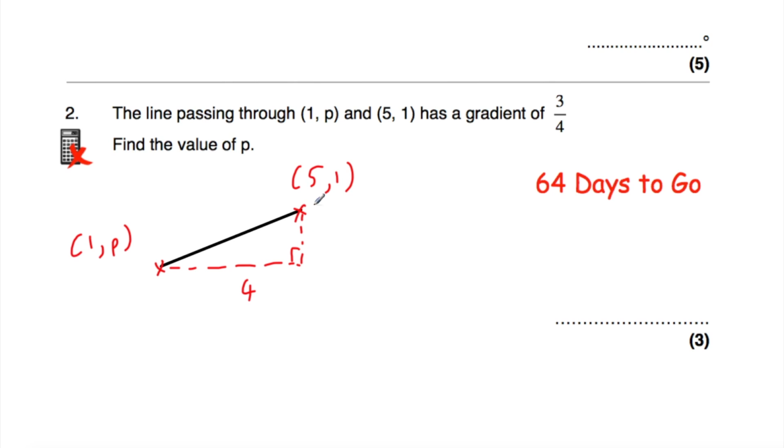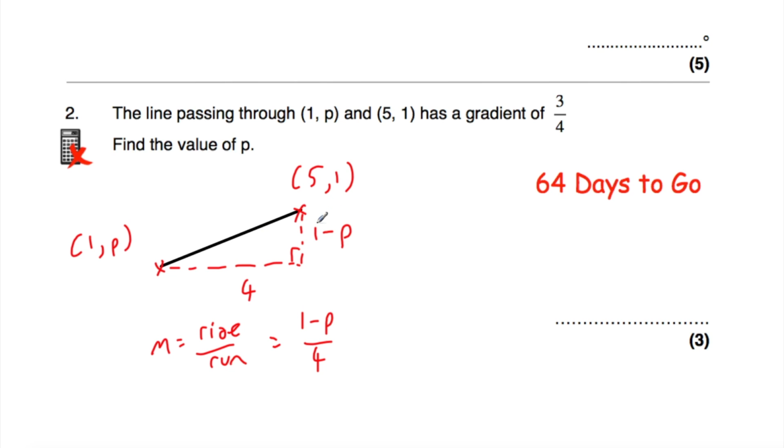To find the rise, we would normally take the height of this point and subtract the height of this point, so it's going to be 1 subtract p. So we now know the run and the rise, so the gradient m is equal to rise over run. In terms of the rise, that's going to be 1 subtract p, and the run is 4.